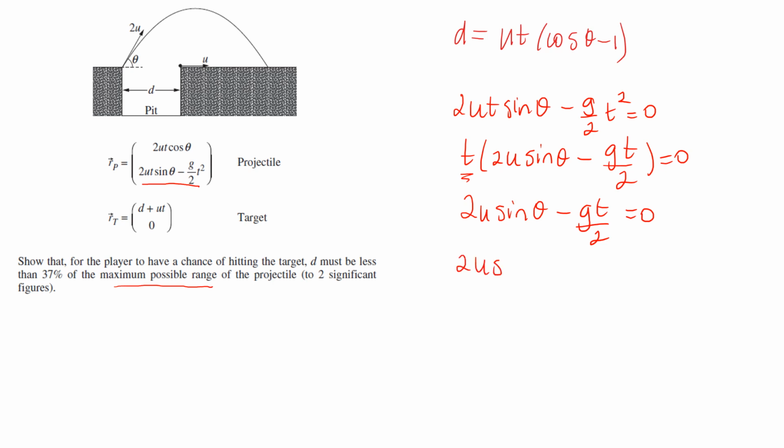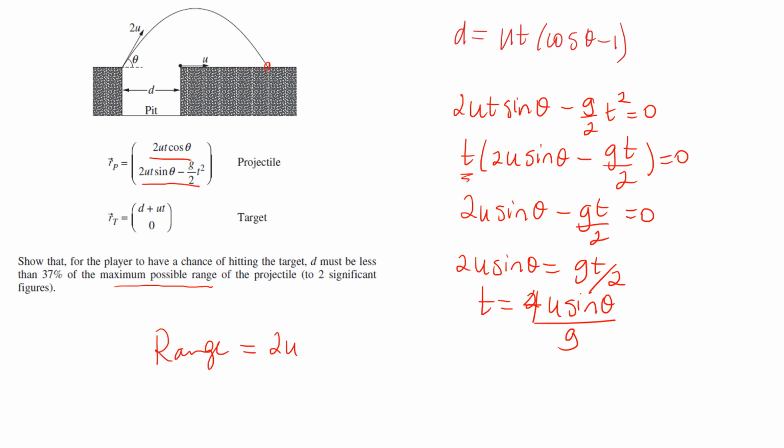So 2u sine theta is equal to gt on 2. So t is equal to 4u sine theta on g. Now that's not the range, that's the time it takes to hit the ground here. We need to substitute back into our x coordinate to get the range. So the range is going to be 2u, 4u sine theta on g times cos theta, which is equal to 8u squared on g sine theta cos theta.